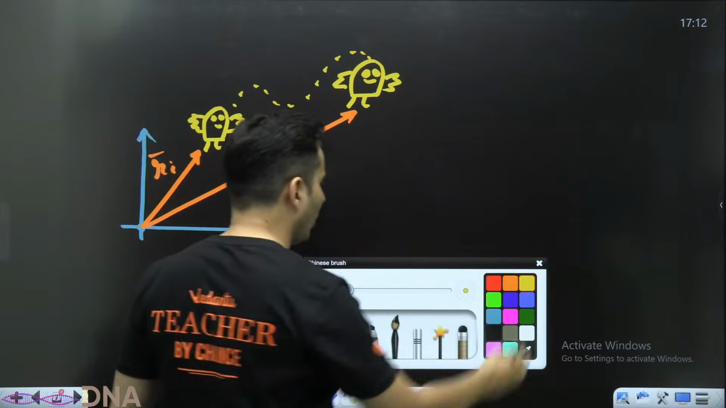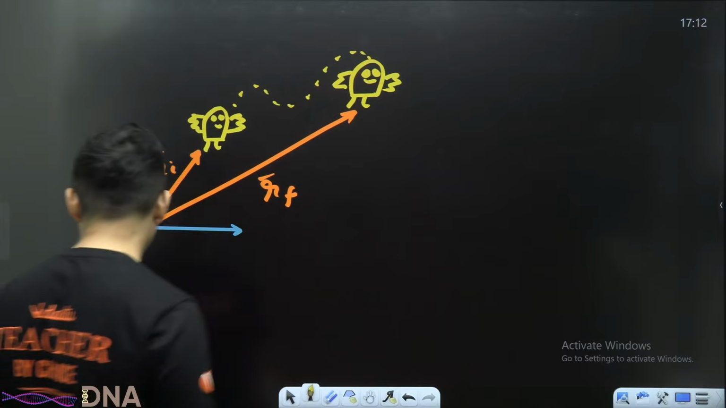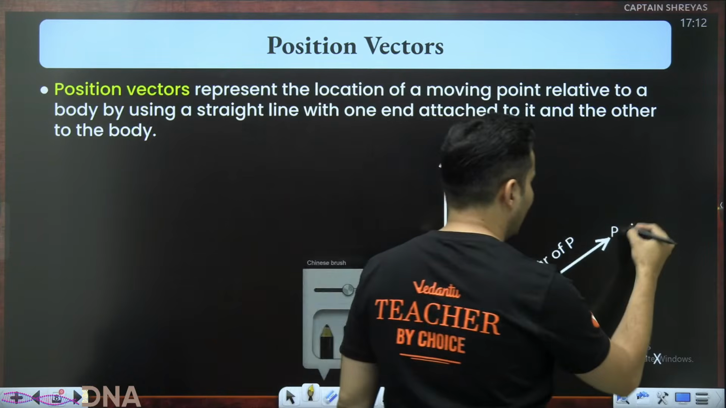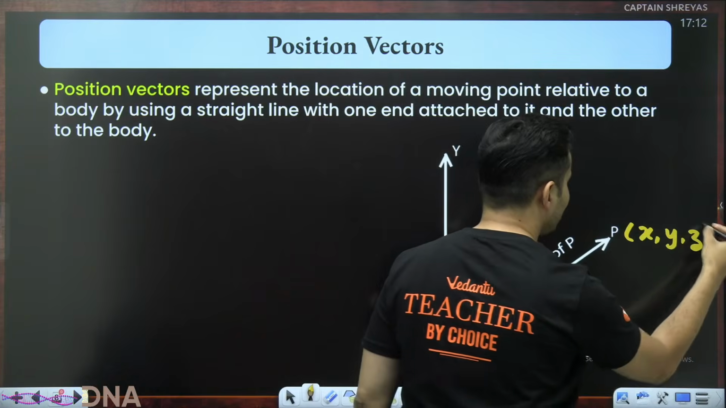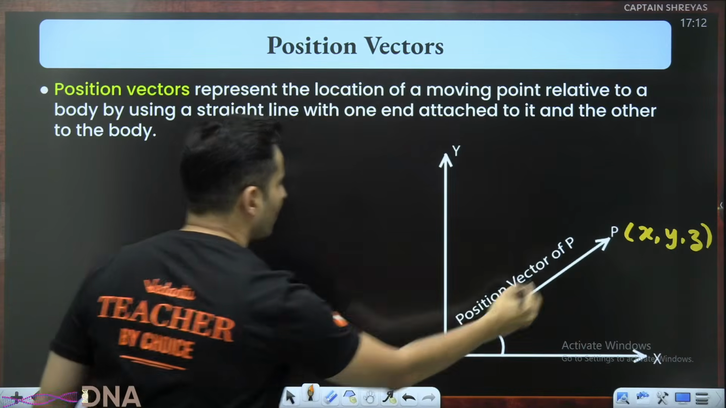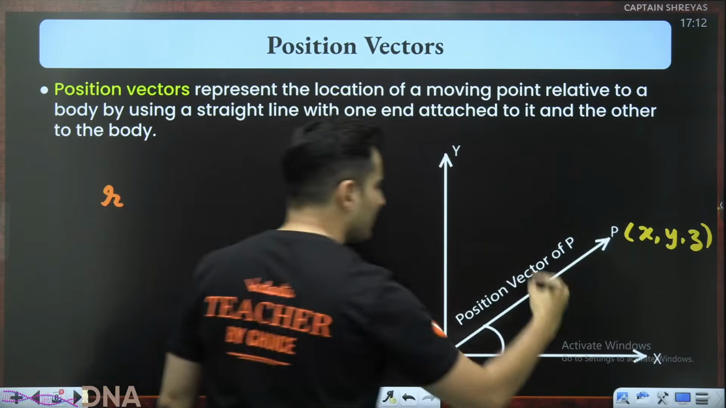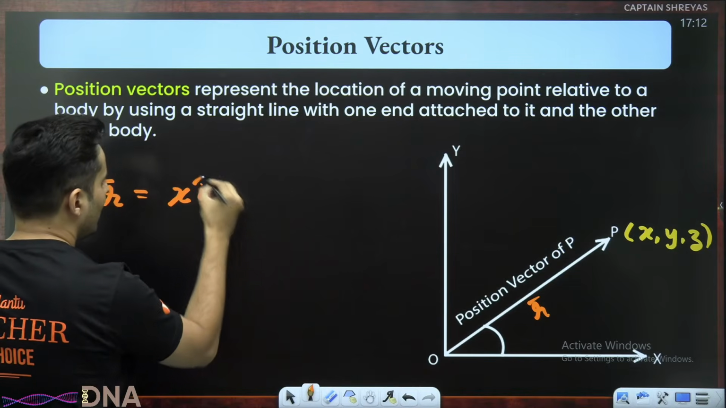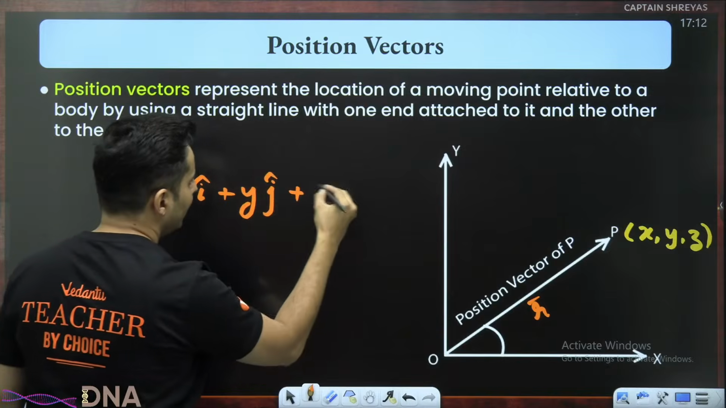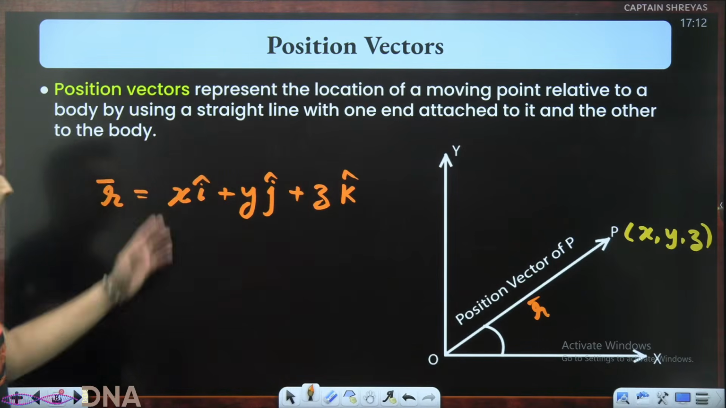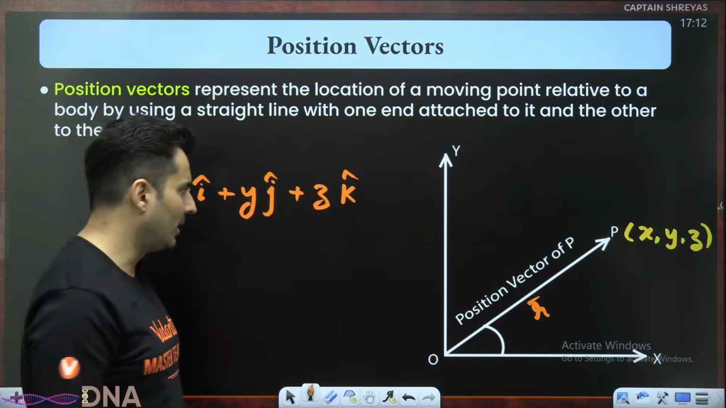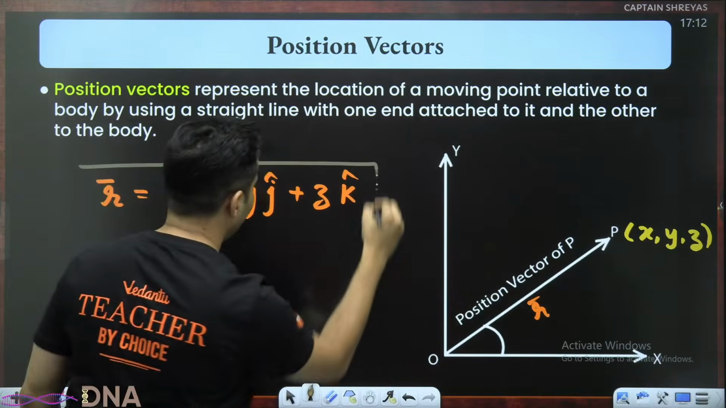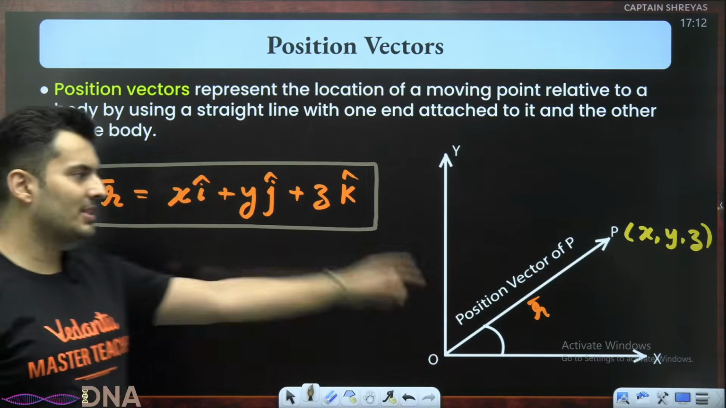So if you know the coordinates of Pandu, let's say this is our P, Pandu, or particle, whatever you want to call it, and the coordinates are x, comma, y, comma, z, then this position vector r bar is just given by x i cap, y j cap, and z k cap. As simple as that. X coordinate i cap, y coordinate j cap, z coordinate k cap. That's it. That is your position vector. Okay, so if you know the coordinates, immediately you can tell me what position is going to be.